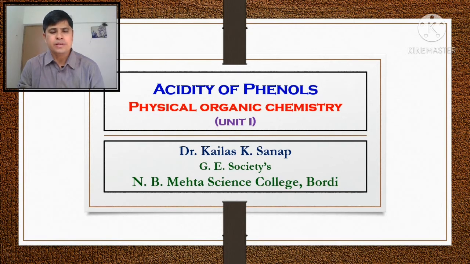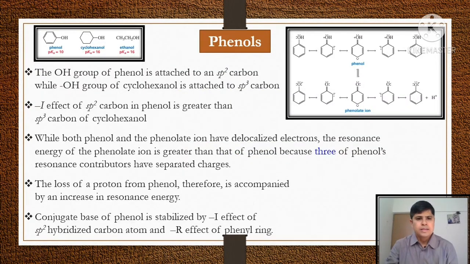Okay, so let us proceed with the acidity of phenol. See here, this is the pK value of phenol. It is around 10. The pK value of cyclohexanol is around 16, and the pK value of ethyl alcohol is also 16. So both of these, cyclohexanol and ethyl alcohol, are alcohols. Their pK value is how much? 16. We know if the pK value is less, then it is more acidic. So phenol is more acidic than cyclohexanol or ethyl alcohol.